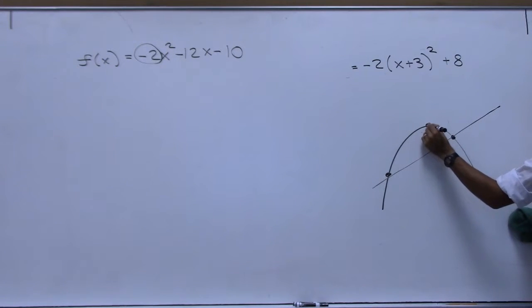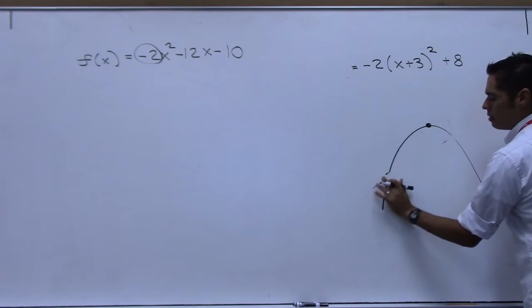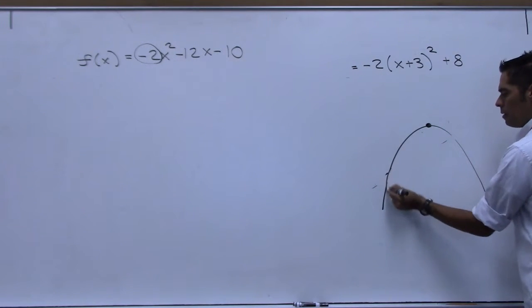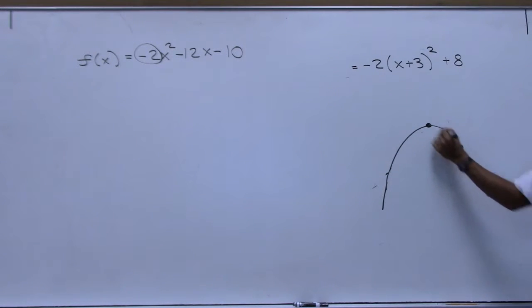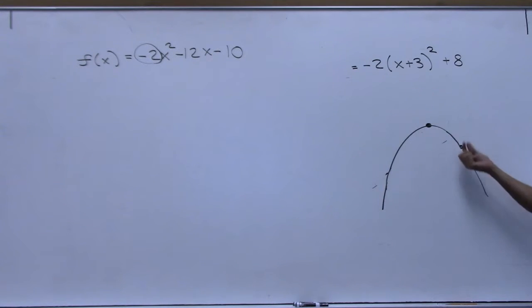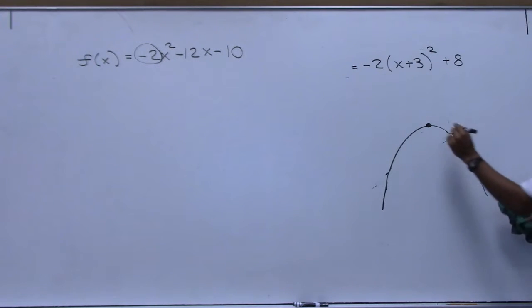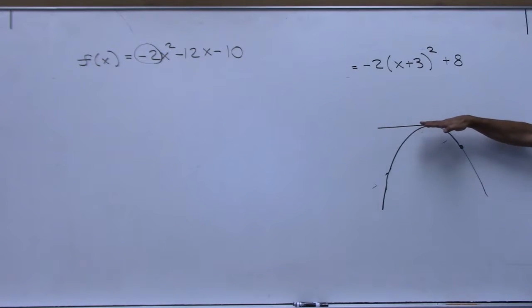So tell me about this vertex right here, the highest point on the graph. If I were to take another point and find the slope of this tangent line, the slope would be what, negative? Yes. Now if I move that point right on top of that point, what is the slope of that line? Yes, it's flat, isn't it? The slope of a flat line is 0, isn't it?